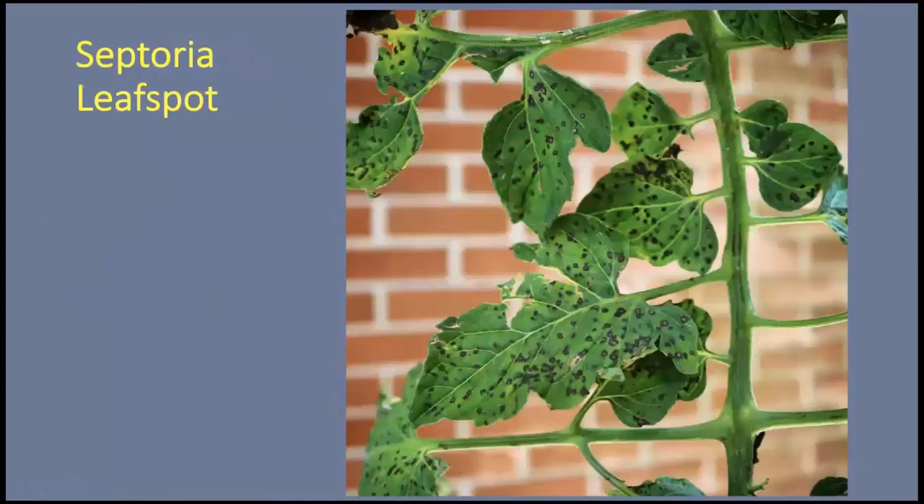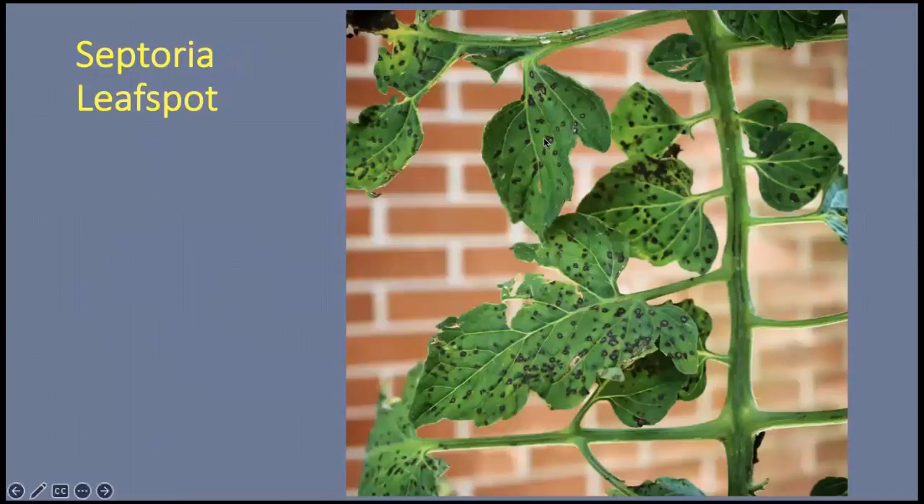Another fungal pathogen that we see a lot of in Virginia is Septoria leaf spot, and a couple of differences here from some of the leaf spots we've talked about. With bacteria, we talked about the yellow halo. There's really no yellow halo here.